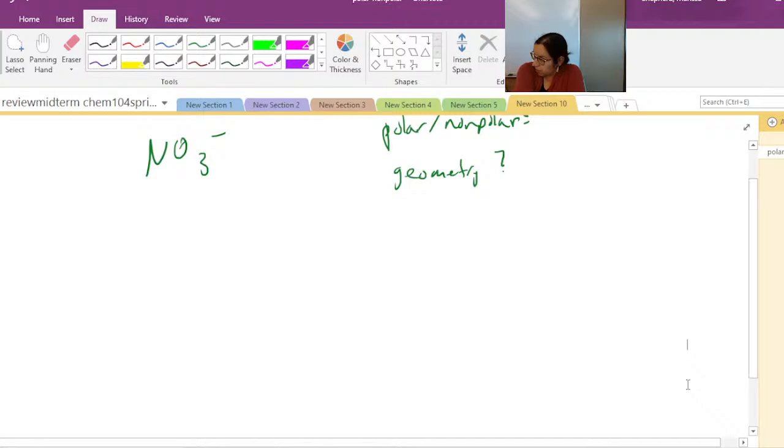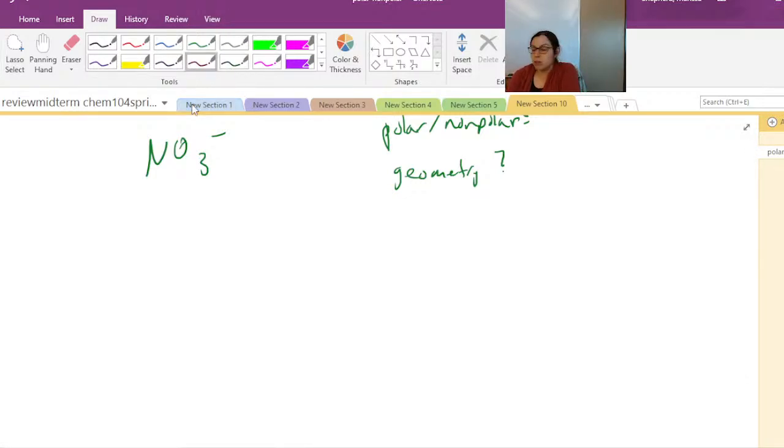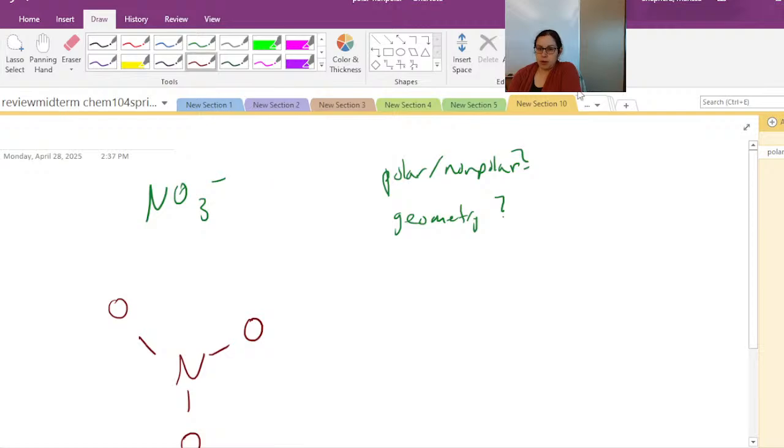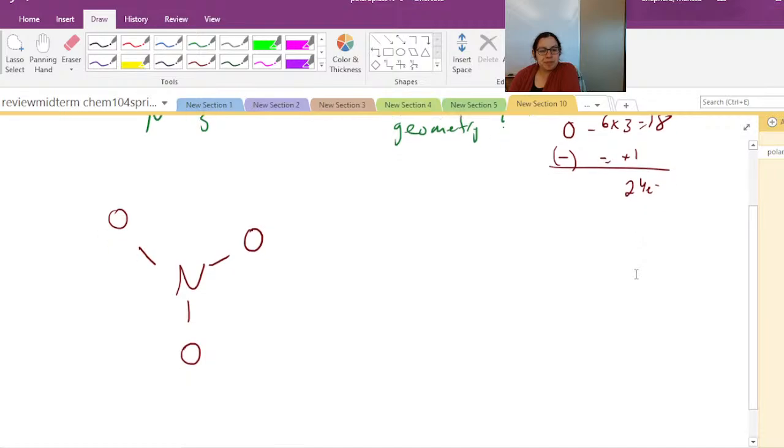So let's go over some of the permutations that you should have drawn on your paper. You can, of course, start with the simplest kind of structure, putting a line to each one. And again, keep track of your electrons because that's important. Nitrogen brings 5. Each oxygen brings 6. And then the negative charge, so plus 1 electron. So now we're at 24 electrons in our system.